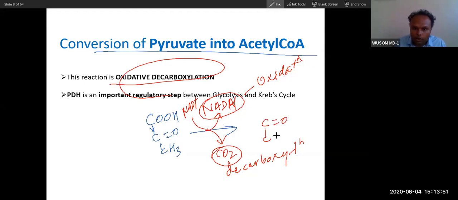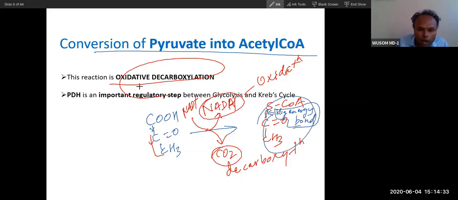CH3-CO-SCoA. Can you see this? That means acetyl coenzyme A. This is the representation of coenzyme A. SCoA means coenzyme A. This coenzyme A has a sulfur group and it binds acetyl with the sulfur group. And this is a high energy bond. The bond between coenzyme A and any other molecule is always a high energy bond. We will require this in order to understand the concept. So this is coenzyme A.